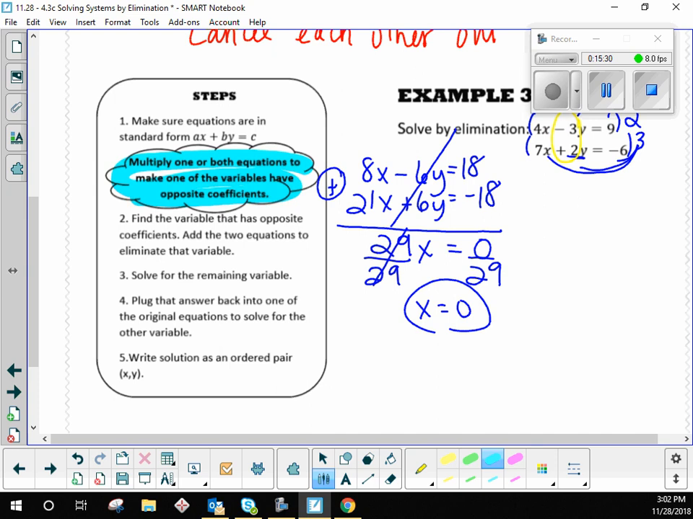Multiply one or both equations to make one of the variables have opposite coefficients. That's what we did with the y's. That's the step where we multiplied by 2 on the top and 3 on the bottom.